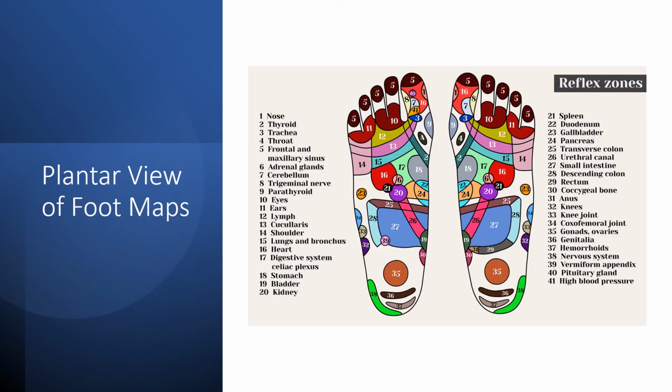And here we see illustrated the plantar view of the foot map. You may see some variations in terms of how the reflex points and zones are numbered, but for the most part, there is pretty much widespread uniformity. It may just be some differences in terms of where exactly the overlays are, but for the most part, this is what a plantar view of a foot map looks like.